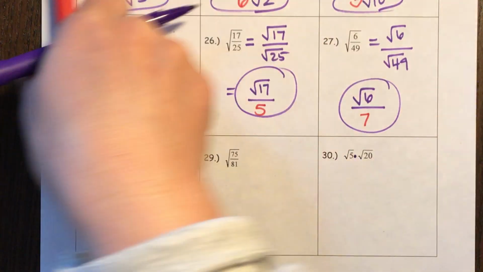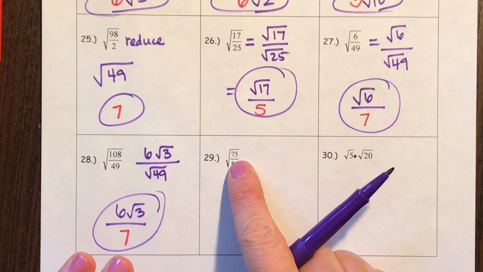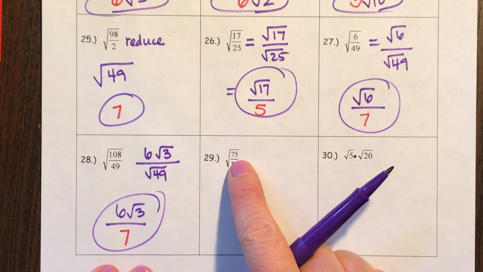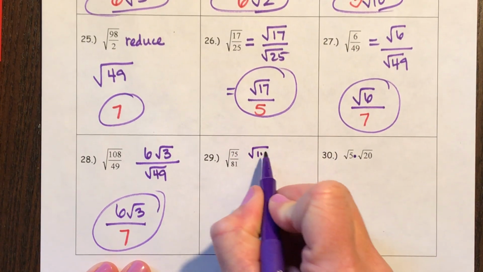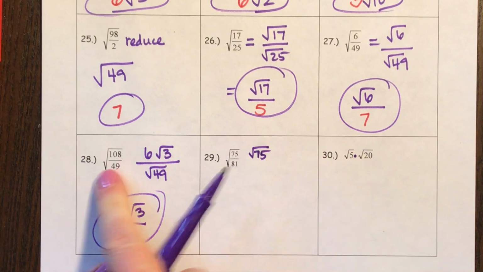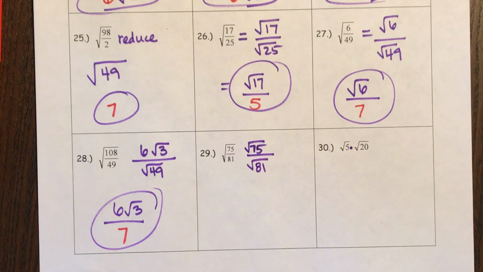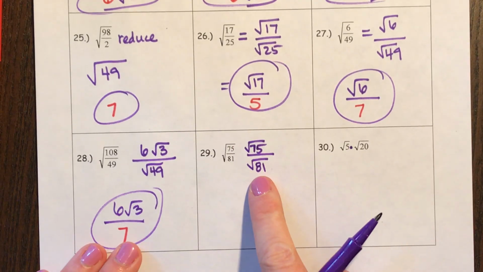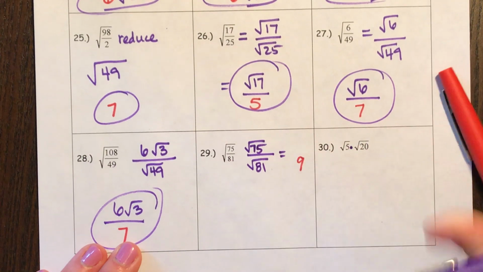Okay, the next one. 75 and 81, I don't know if they have similar factors or not. I'm not going to waste my time trying to figure that out, so I'm just going to split these up. Square root of 75. I was thinking about that problem again. Square root of 81. Now the square root of 81, hopefully you know that is the number 9.